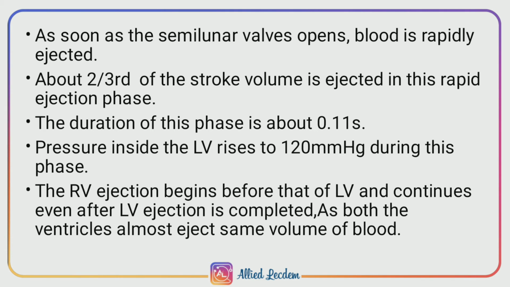About two-thirds of the stroke volume is ejected in this rapid ejection phase. This phase lasts up to 0.11 second. So the LV pressure rises up to 120 mmHg during this rapid ejection phase. RV ejection begins before LV and continues even after the LV pressure is completed, as both ventricles eject the same volume of blood.